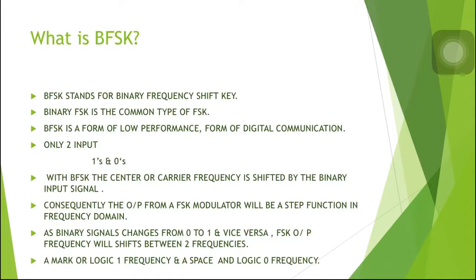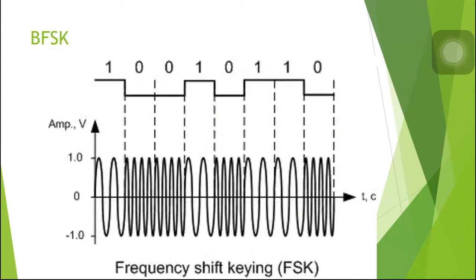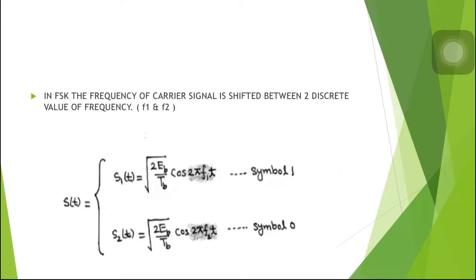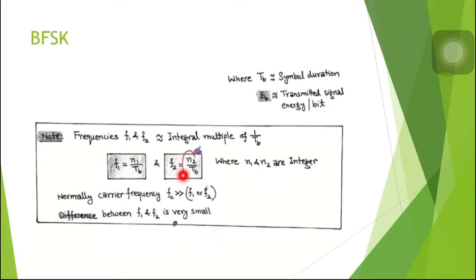I have said what BFSK is, what it stands for, its properties, and how we give the input. There are only two inputs, zeros and ones. We talked about the sinusoidal signals S1 of t and S2 of t, and the difference in frequencies f1 and f2. We also covered the property that the frequencies f1 and f2 must be an integral multiple of 1 upon Tb, that is f1 equals n1 upon Tb, where n1 and n2 are integers.